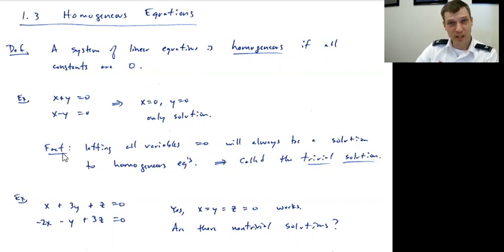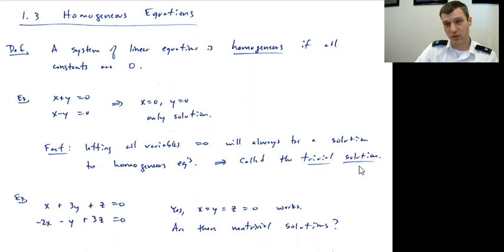Here's a quick fact about homogeneous equations, which you may remember from three years ago. If I have a set of homogeneous equations and I set all the variables equal to 0, I've got a solution. So I always have a solution to homogeneous equations. A system of homogeneous equations is always consistent, with one solution always being make all the variables 0. We'll call that the trivial solution because it's always there and it's not particularly interesting.